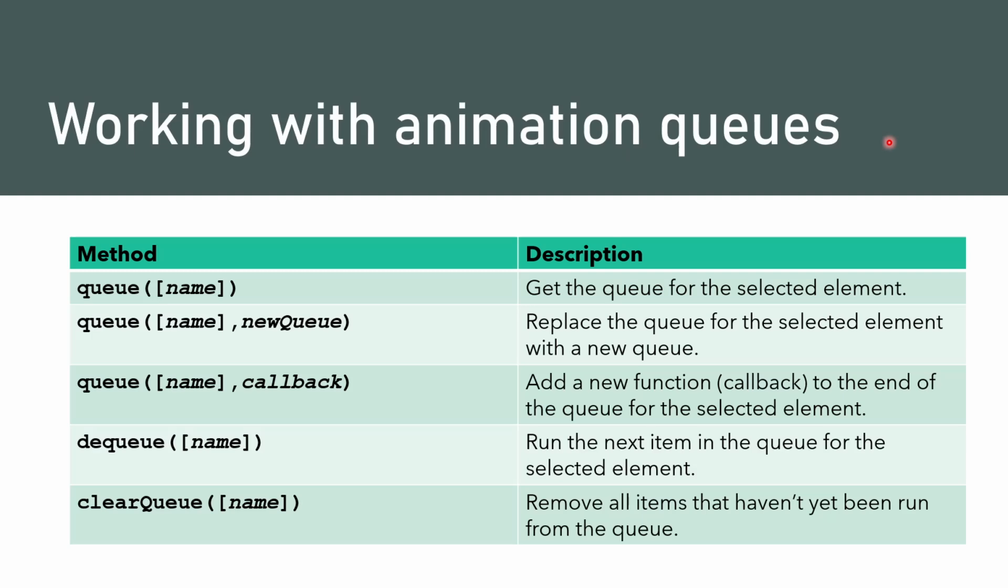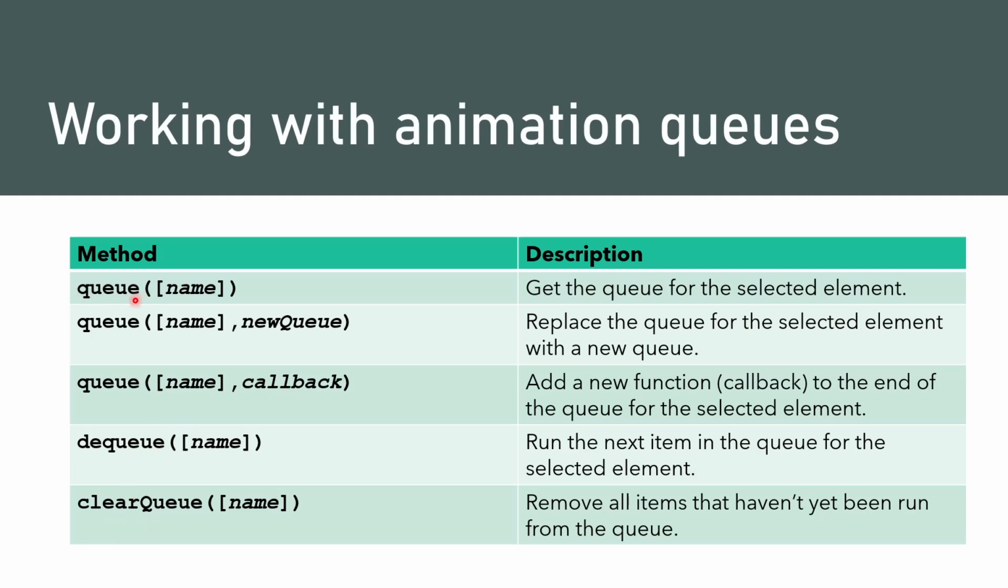And similarly to how we had some methods where we could affect the queue for effects, there are also ways that we can work with the queue of animate methods as well. So there is the queue method that will have a little bit of a different impact depending on what parameters you give it. And then there's also dequeue and clearQueue.